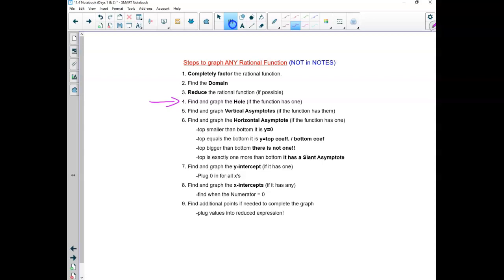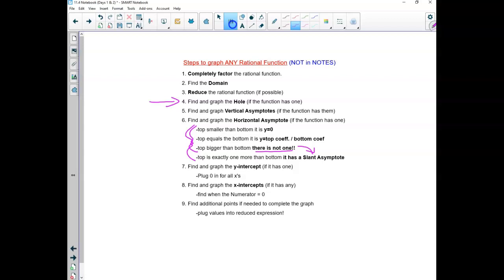Then I find my vertical asymptotes and graph them. Then I find and graph my horizontal asymptotes. Remember, here are your rules. Technically, the top 3 are your rules for horizontal asymptotes. And sometimes, if you do not have a horizontal asymptote, many times you have a slant if the top's exactly one more than the bottom. Graph those little buggers. Then I find my y-intercept if I have it, and I find that by plugging 0 in for all the x's. Then I next find my x-intercepts if I have any. And that happens when the numerator of the reduced function equals 0.